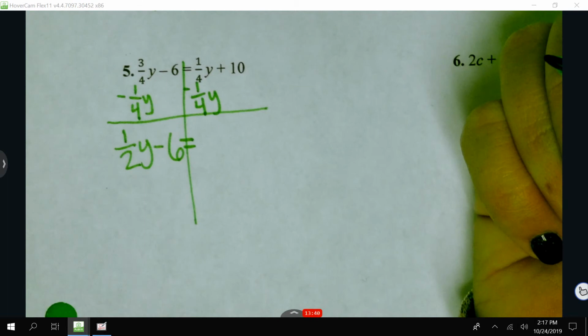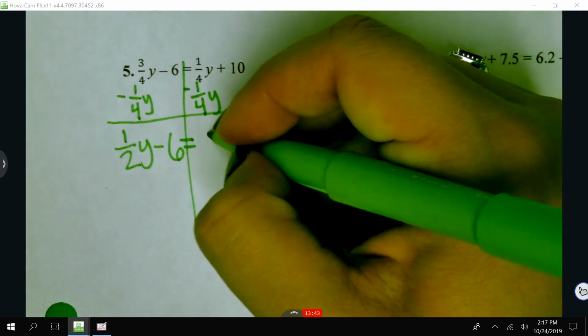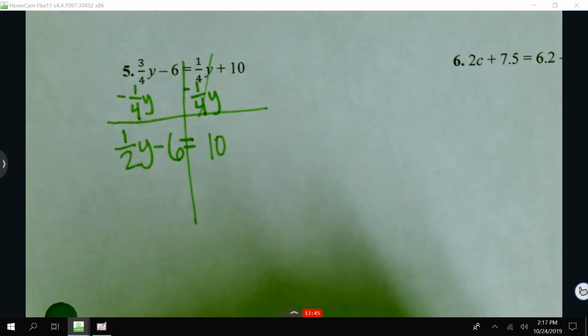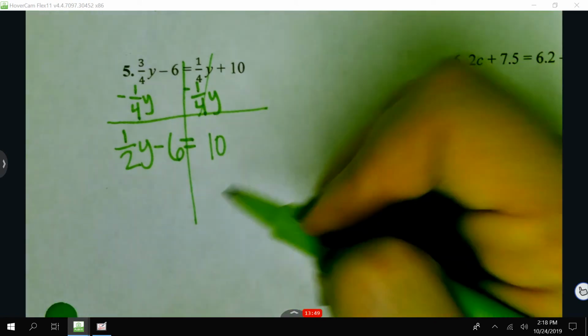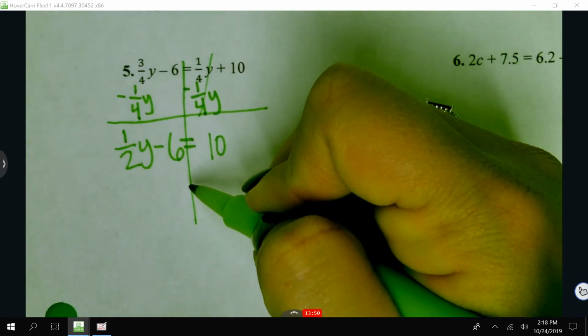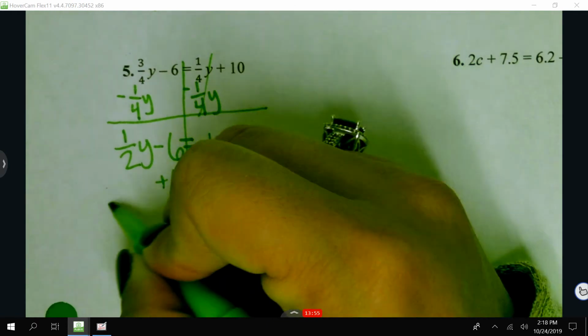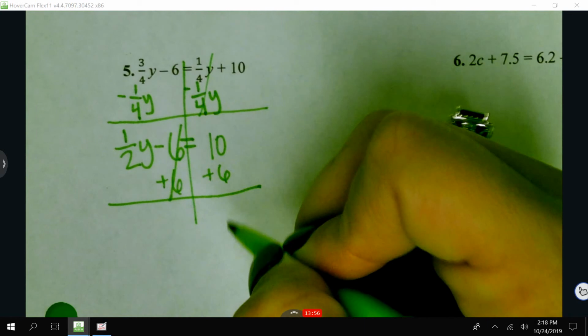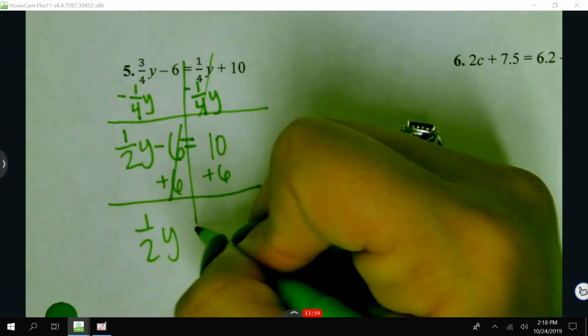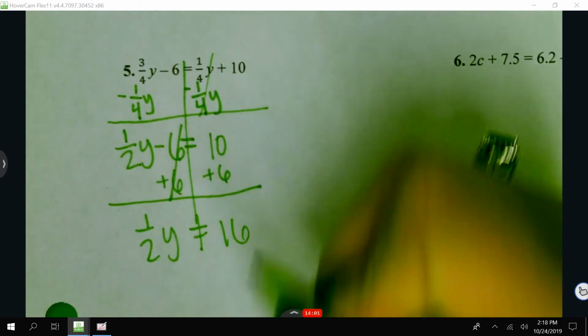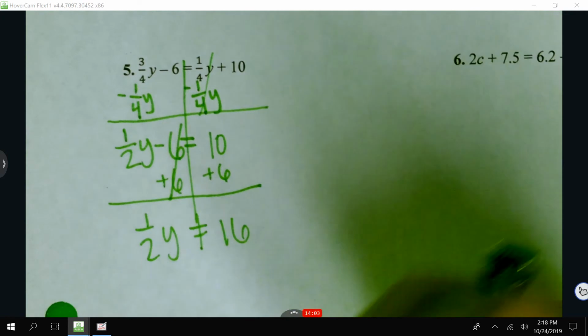So I have 1/2 y minus 6 equals 10. And now what? Add 6 to both sides. Okay, so that leaves me with 1/2 y equals 16. And now what?